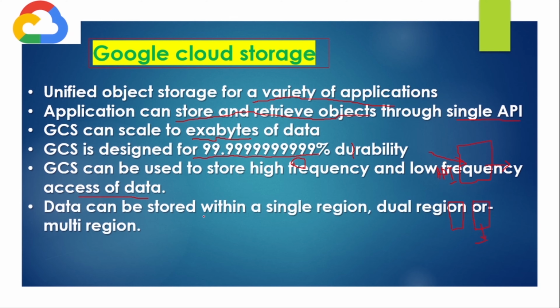Now the data can be stored within a single region, dual region, or multi-region. You know that Google Cloud Platform is spread across many regions and zones, right? So if you want to store your data in a single region, you can very well go ahead and do that. If you want to store it in a dual region, or let's say in the same continent, you can also do that, depending on your security requirements and your local government regulations. And you can also store your data in multi-regions.